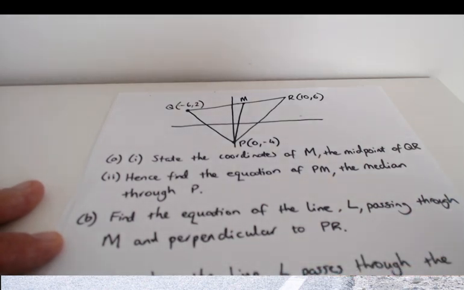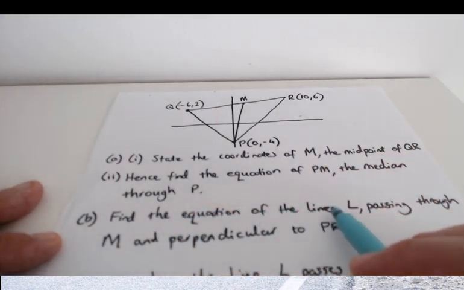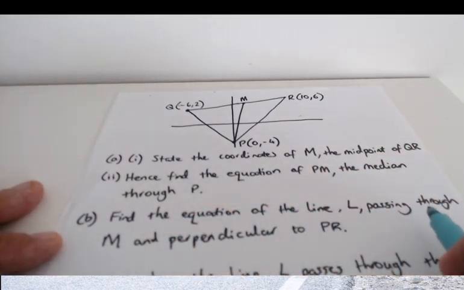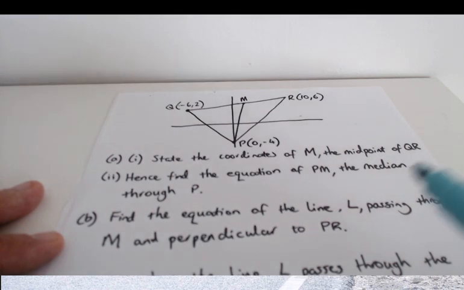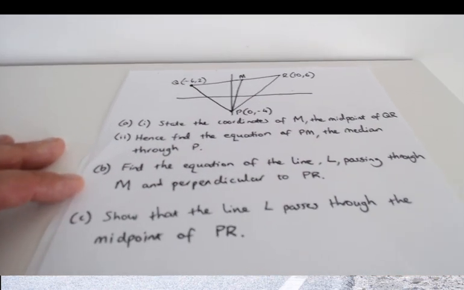Now you will notice that that doesn't appear on the picture. That's okay. If you wanted, you could draw it in, but you don't need to. Find the equation of the line L passing through M and perpendicular to PR. Part C, show that the line L passes through the midpoint of PR. Sorry, I'll just move that down.